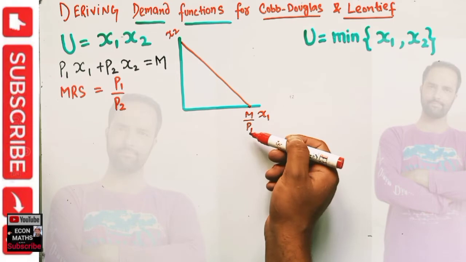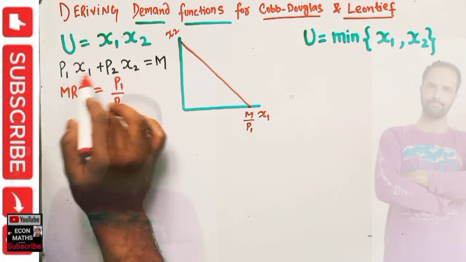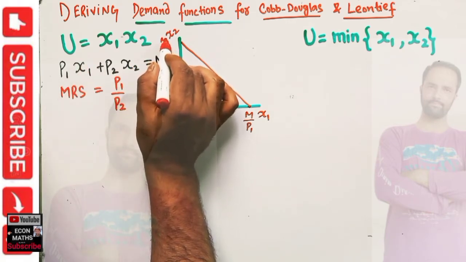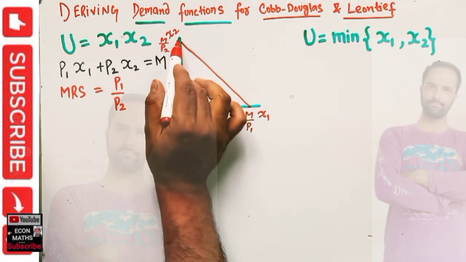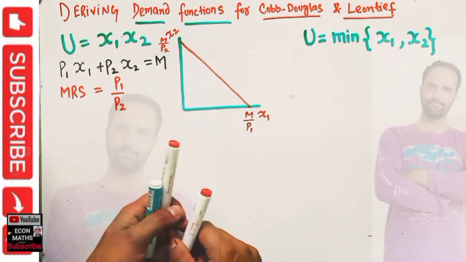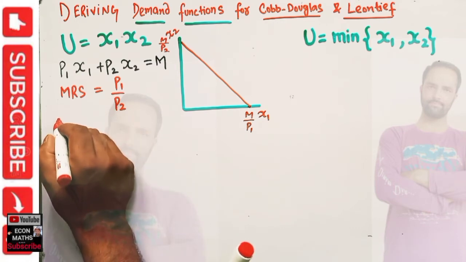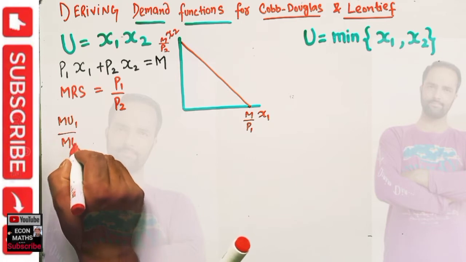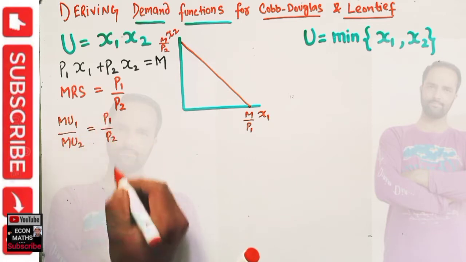All income will be spent on good one. And what is the coordinate here? Simple, put x1 equal to 0, so x2 will be equal to m upon p2. At this point all income is spent on good x2. The marginal rate of substitution means simply the marginal utility of good 1 upon the marginal utility of good 2 should be equal to the price of good 1 upon the price of good 2.